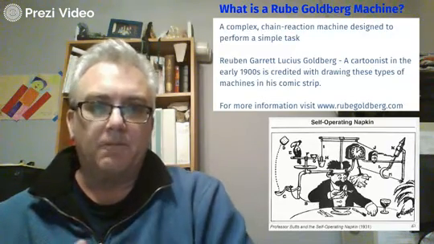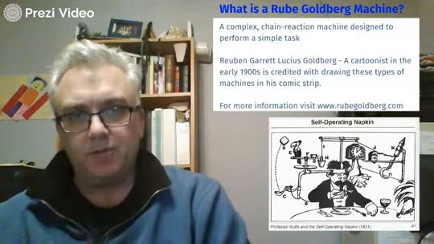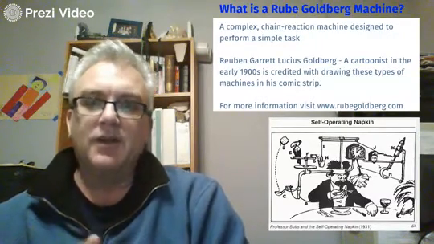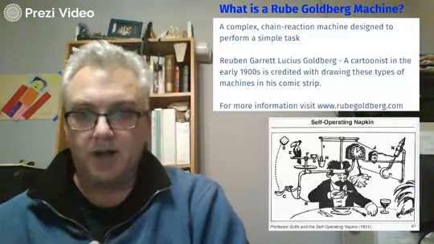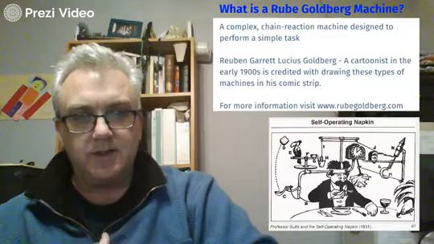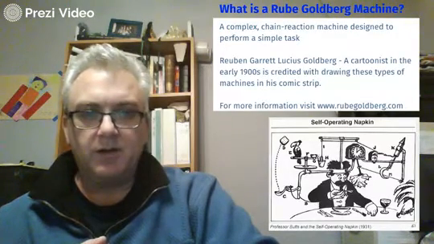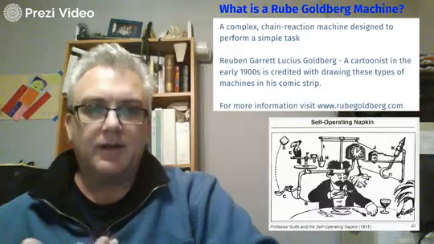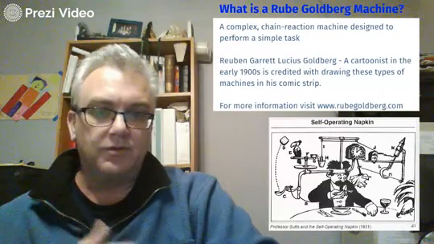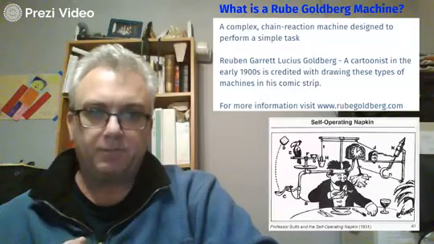They were started, at least in this country, by a man named Reuben Garrett Lucius Goldberg, whose name eventually became synonymous with this kind of machine. He was a cartoonist in the 1900s, famous for drawing these kinds of machines, like the one you see here in the presentation, for his cartoons, for his comic strip. And so he kind of became famous for doing that.